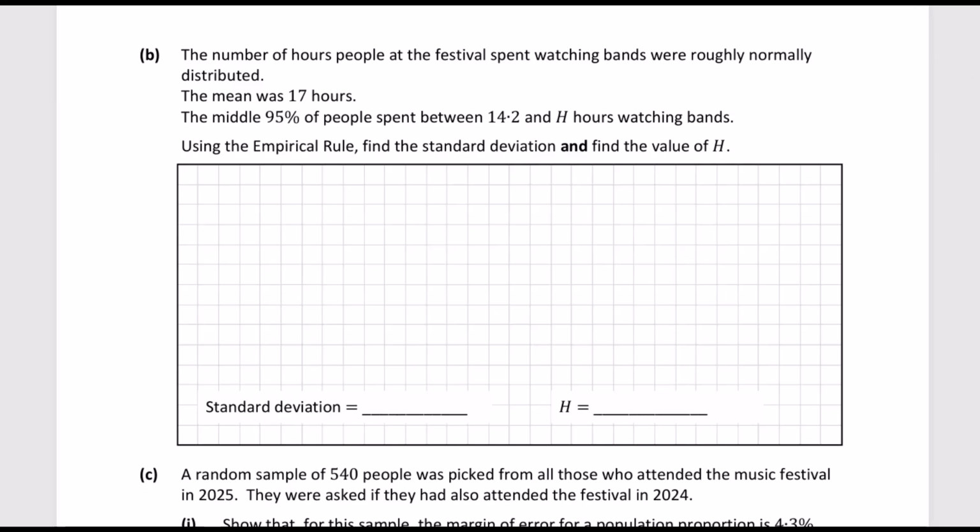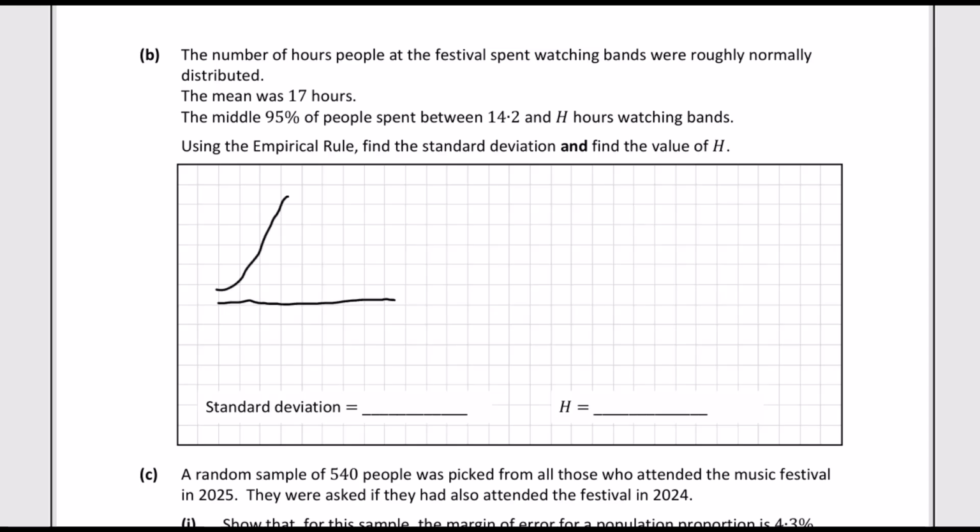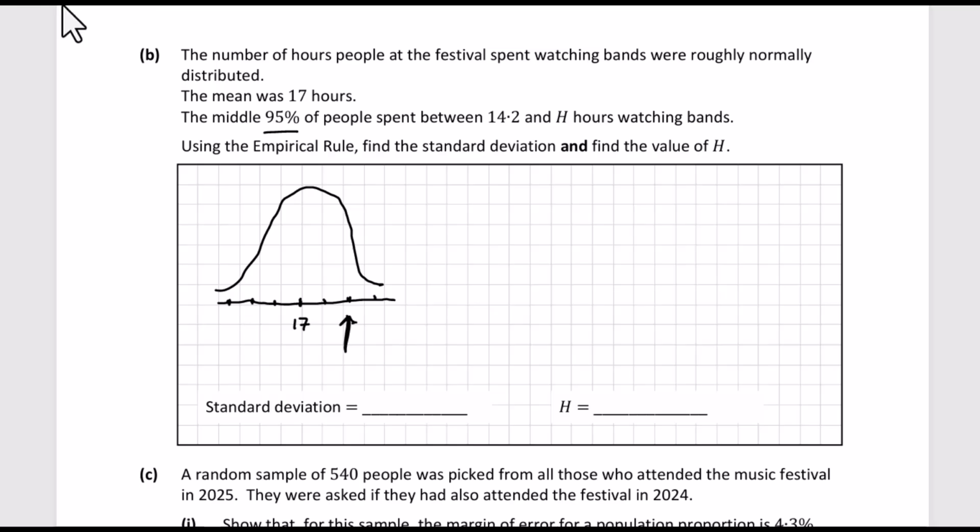Okay, so if we look at our normal distribution, it's going to look something like this. You'll have the mean in the middle, so that's going to be 17 hours in the middle. So we'll have 1 standard deviation below, 2 standard deviations below, 3 standard deviations below, 1 above, 2 above, and 3 standard deviations above. Now 95% of people spent between 14.2 and H hours. So 95%, you should understand by the empirical rule, is going to be all the data between minus 2 standard deviations, so here in other words, and plus 2 standard deviations above the mean. So that's the area that we're looking at in the graph.